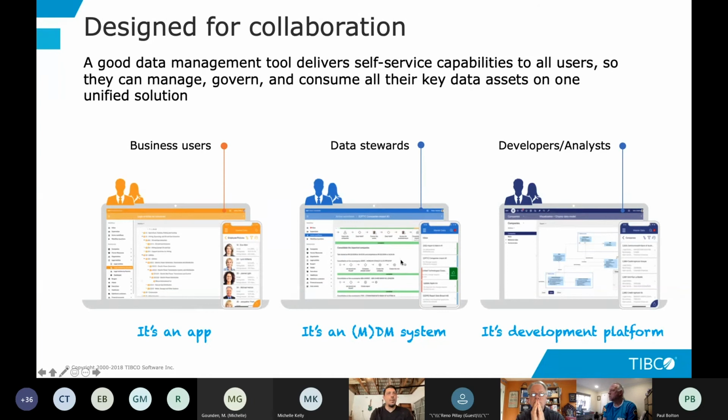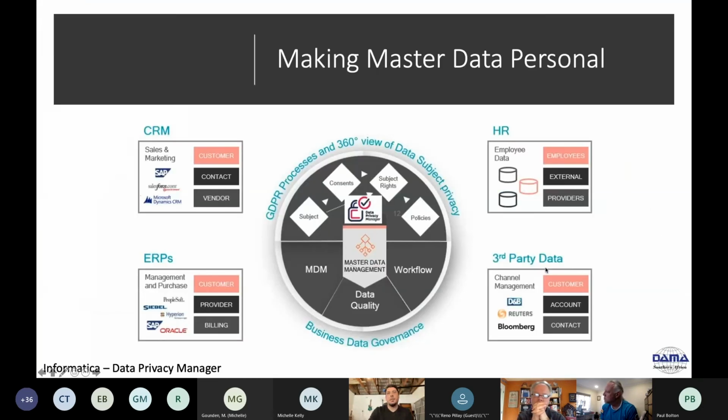It's not just a database that's a central place for your data. Many people make that mistake. It's not a database. It's much more than that. And it's also a platform.